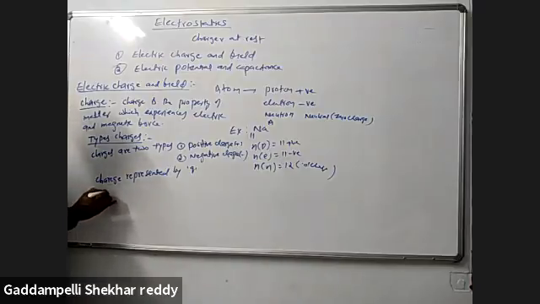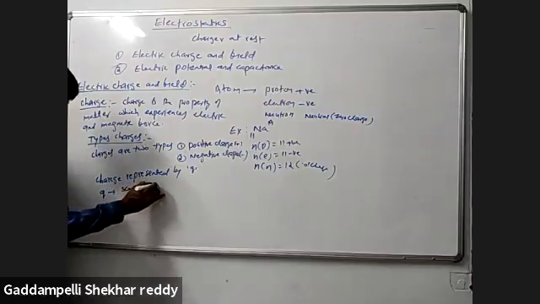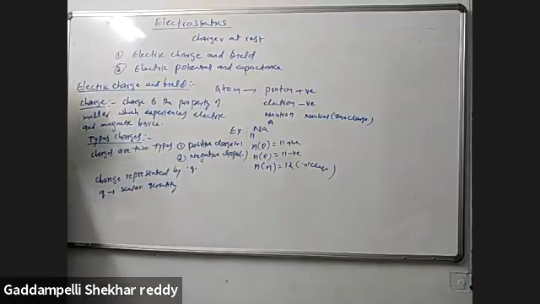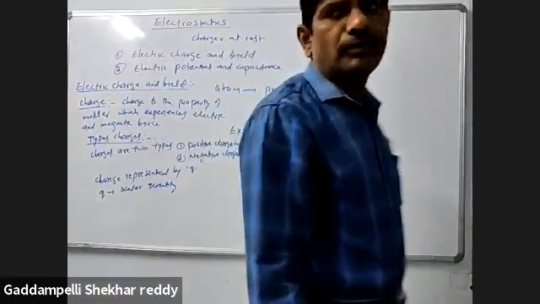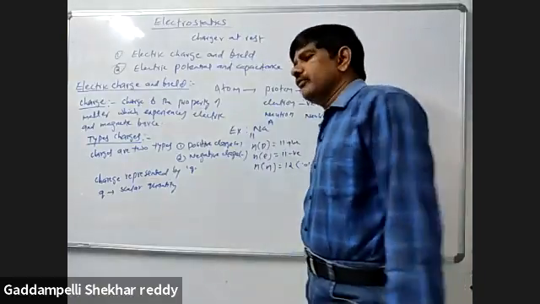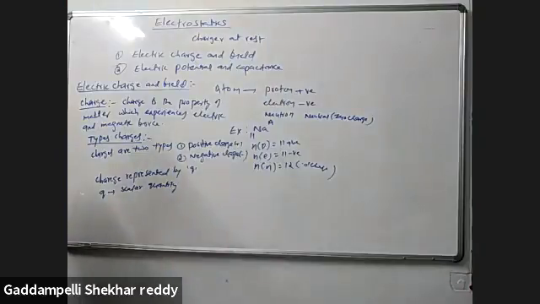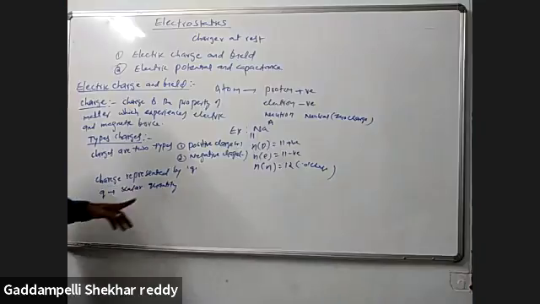Here Q is a scalar quantity. You know that physical quantities are divided into two types, scalars and vectors. A scalar has magnitude only, there is no direction. Charge is also such a quantity: 1 coulomb charge, 2 coulomb charge, 3 coulomb charge, there is no particular direction. That means charge is a scalar quantity.